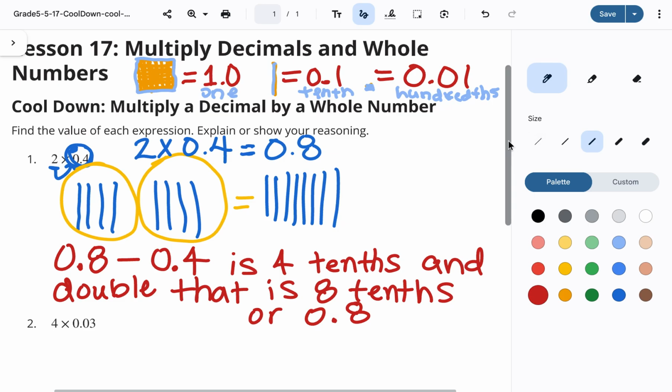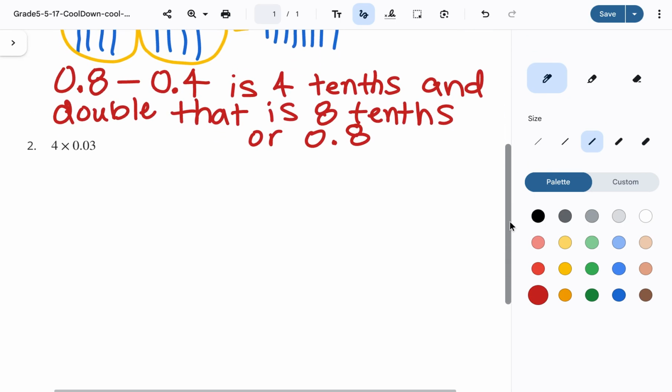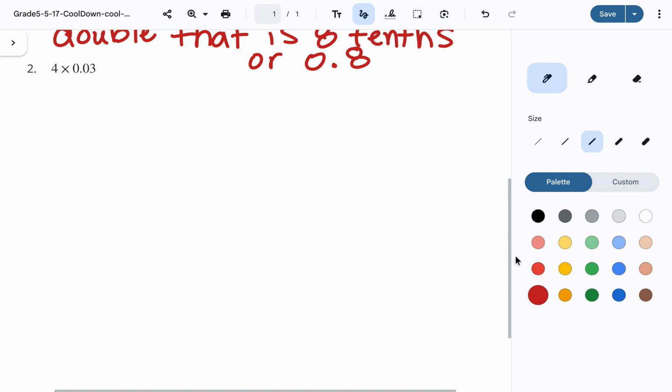Okay, let's go on down to number 2, and let's notice the decimal that we're thinking about here in number 2. The decimal that we're thinking about are 3/100ths. So this is the first thing that I zero in on. I am thinking about 3/100ths. So I represent the hundredths place. I like to do it just with these tiny X's because 10 of those would equal a tenth, right? Now I am going to make 4 groups of 3/100ths.